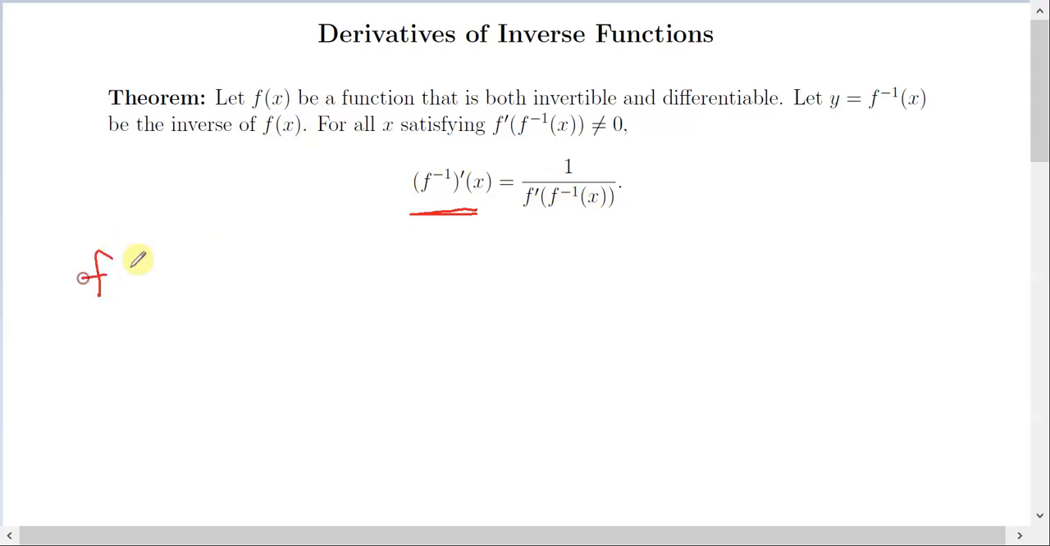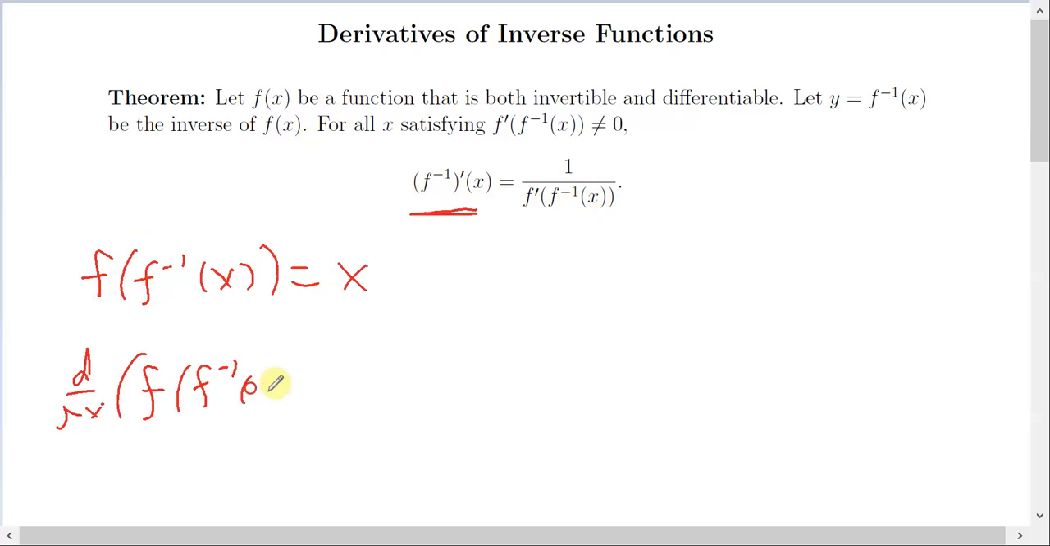We know this property, that f of f inverse of x is going to equal x when you have inverse functions. And so I'll take the derivative of this equation, and here's what I get. The derivative of f of f inverse of x is equal to the derivative of x.